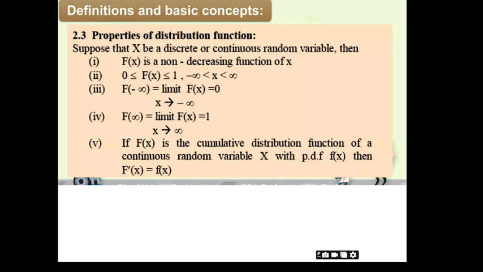Then the first property is that capital F of x is a non-decreasing function, that is, it is an increasing function. Then this distribution function capital F of x lies between 0 and 1. Then F of minus infinity, the limit as x tends to minus infinity of F of x, takes the value 0, and F of infinity takes the value 1. If F of x is the cumulative distribution function of a continuous random variable with PDF f of x, then F dash of x equals f of x.